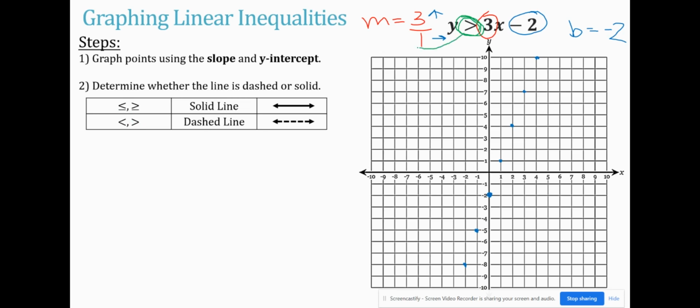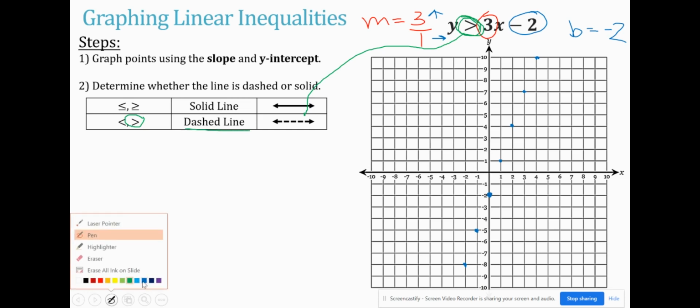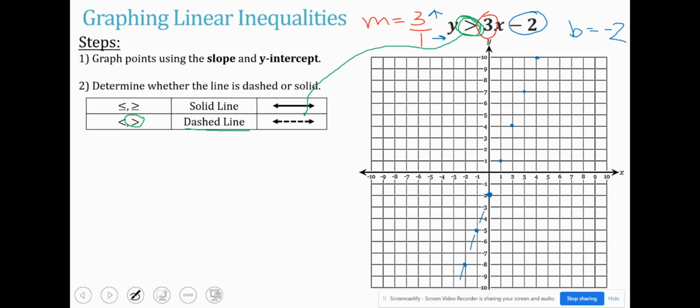So here we see that this is this symbol here. So it's going to be a dashed line. So I'm going to connect these points with a dashed line. So it's going to look just like this. So I'm leaving spaces in between. Doesn't need to be perfect, but you need to be able to see those spaces so it doesn't get confused with a solid line. Okay?